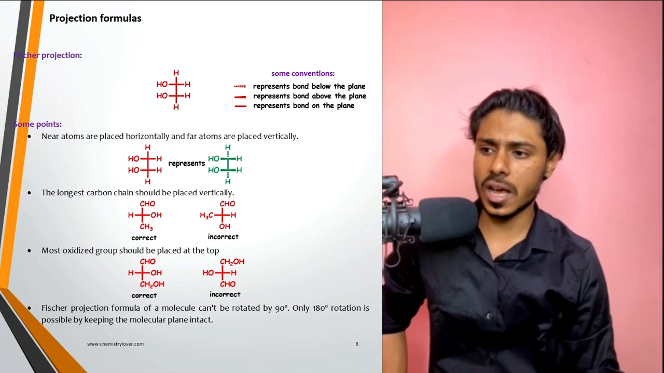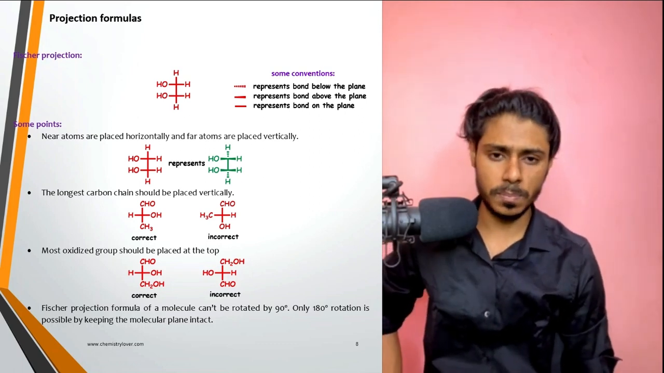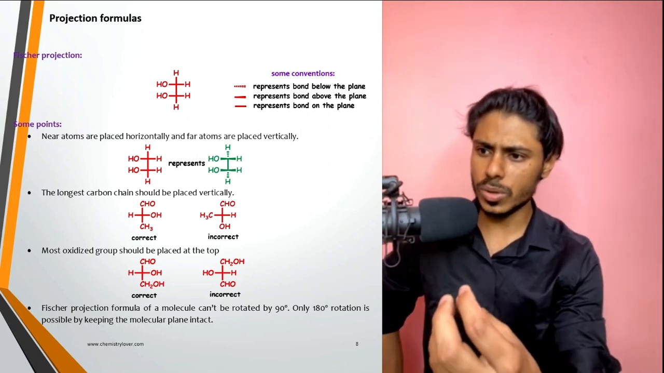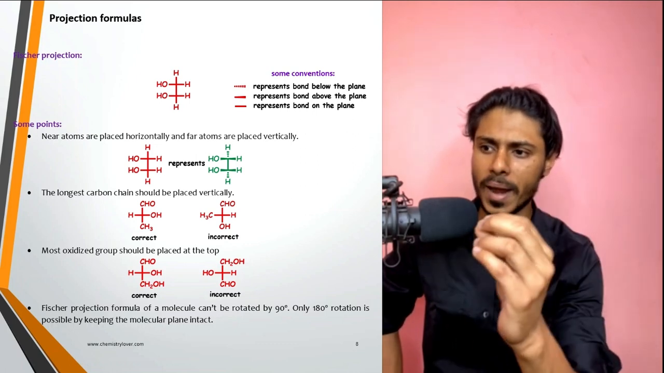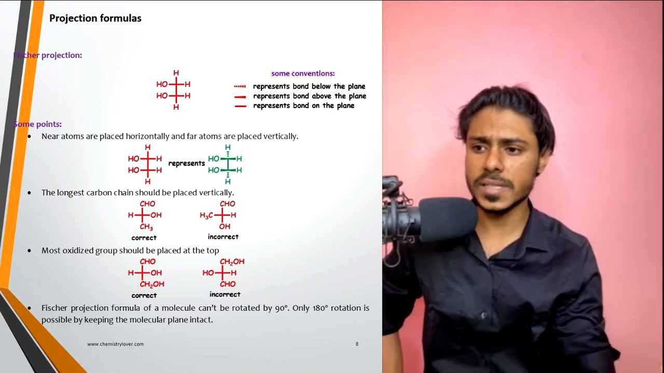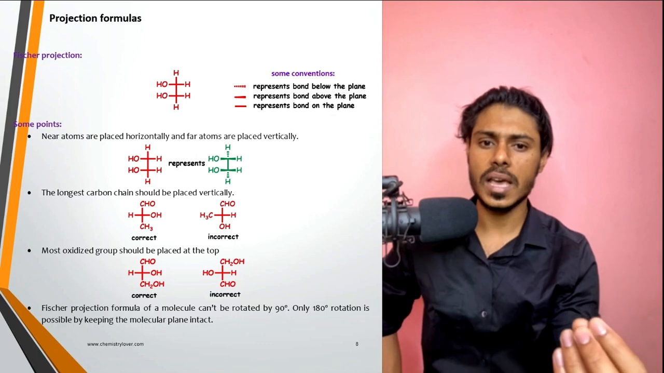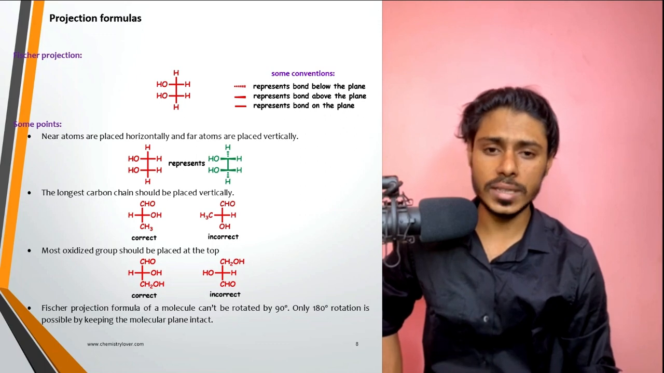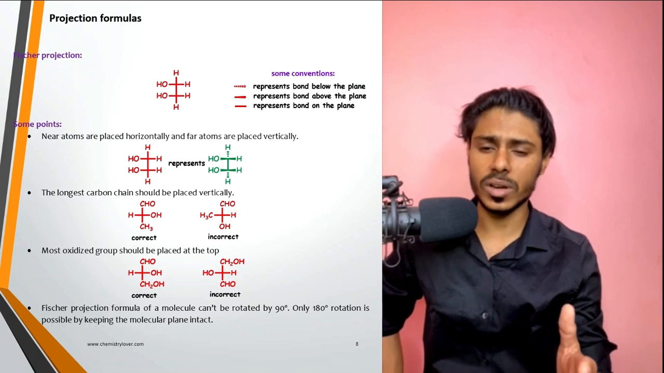Now the next rule is the longest carbon chain should be placed vertically. The longest carbon chain should be placed vertically. So it is very important. We have this example. In this case, you can see you can put the CHO group at the top, and then the carbon atom, and then the CH3 group, which is the correct representation. Another representation would be where the OH group is at the bottom and the CH3 group is placed vertically. That is the incorrect representation, because it is not following the longest carbon chain. So the longest carbon chain should always be placed vertically. You cannot place the longest carbon chain horizontally.